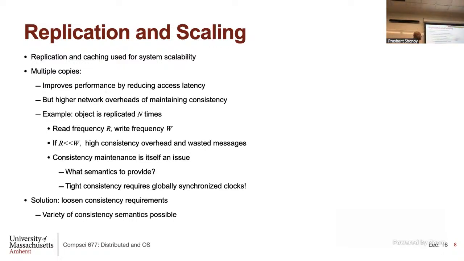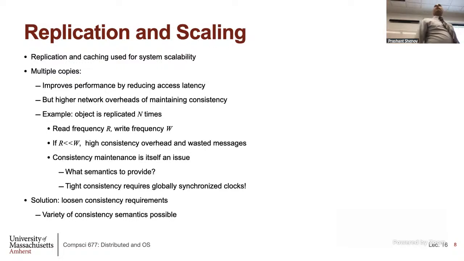And here is a very simple example. Let's assume there is some data or object that is replicated n times. N is some number greater than 1. Now we'll assume that this data item is read with some frequency r, which means that it's getting accessed with some rate r, but it's also being modified at some rate w.